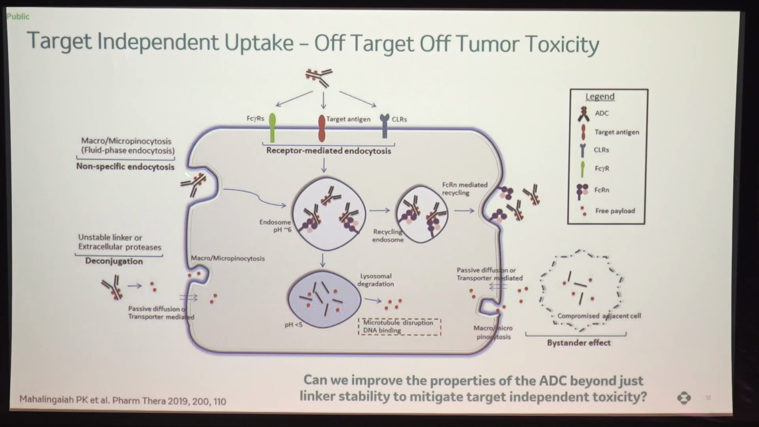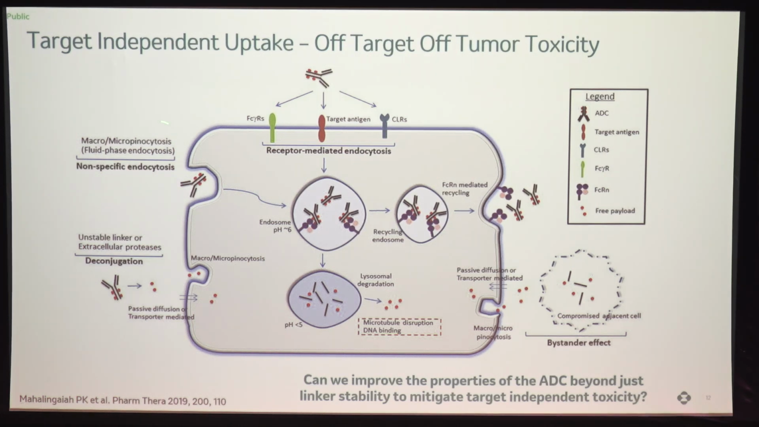But you also have non-specific endocytosis. And this is, again, where you're just getting the ADC itself being endocytosed in a non-targeted way into cells. Both of these mechanisms then can lead to the endolysosomal compartment where you can get FcRn-mediated recycling, which can then push back out your intact ADC.